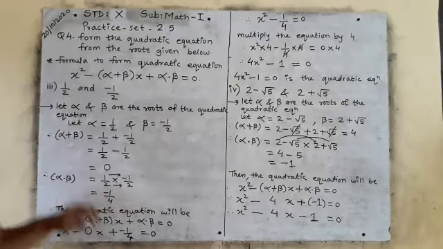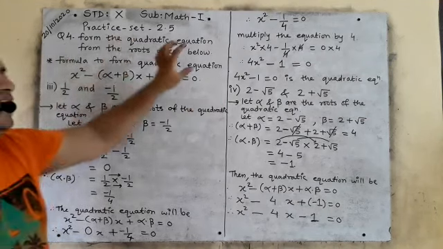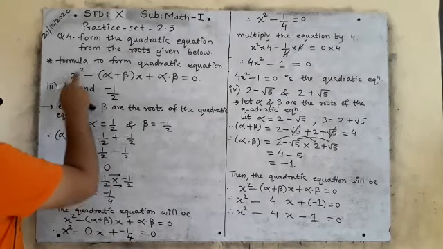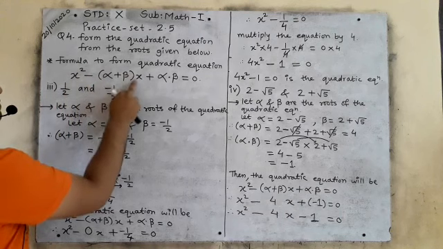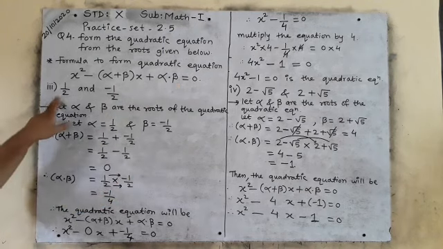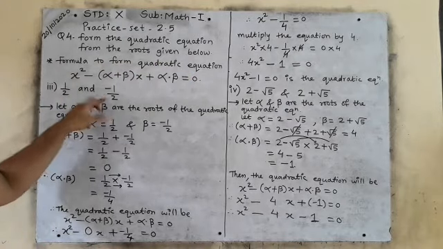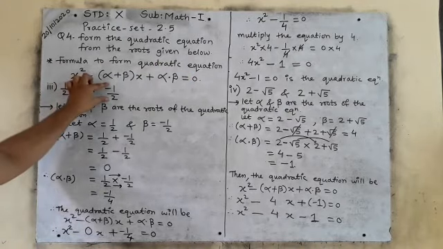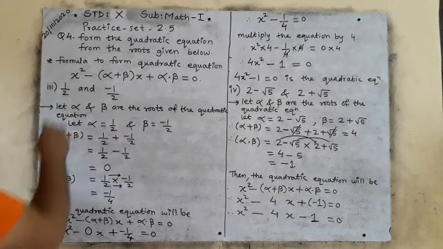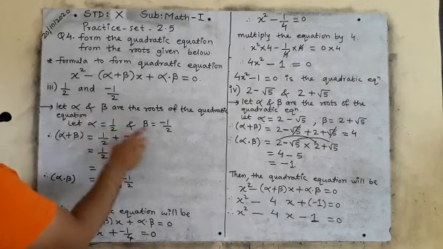So dear students, now we will see the third sum and the fourth sum of question number 4. We have to form the quadratic equation by utilizing the formula x square minus bracket alpha plus beta bracket complete x plus alpha into beta equals 0. Now see these two roots given below. This is the first root, this is the second root. So the first root will be alpha, the second root will be beta. Let alpha and beta be the roots of the quadratic equation. Let alpha equals 1 upon 2 and beta equals minus 1 upon 2.